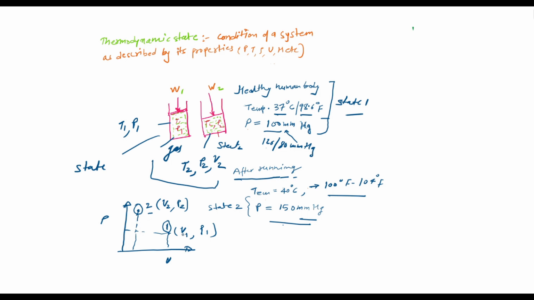So state means it is described by its properties. In a piston cylinder, this is state 1, state 2. But for a human body, for example, this is the healthy person. If there is some issue, definitely its properties will change, so we reach a second state.